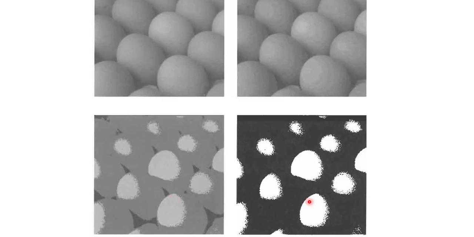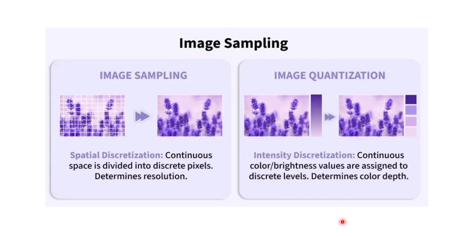And the last one is a 1-bit pixel image. With 1 bit per pixel, 2 to the power 1, we can see only 2 colors, a 0 or a 1, hence black or white. Image sampling refers to dividing the image into pixels and helps you determine the resolution, and quantization is giving color values to each pixel and helps you determine the color depth.